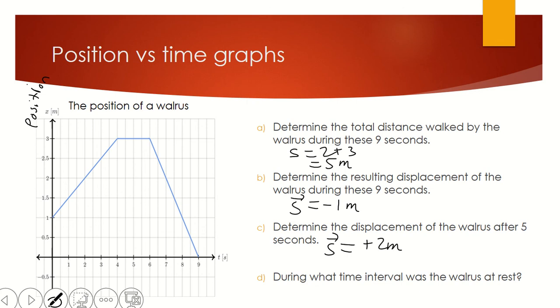Now, looking at the graph, part D, during what time interval was the walrus at rest? A walrus will be at rest when his position is not changing with respect to time. So that's occurring from 4 to 6 seconds. So from 4 to 6 seconds.